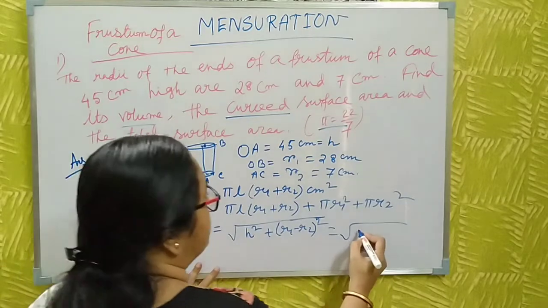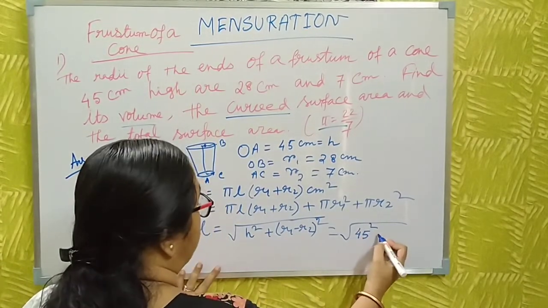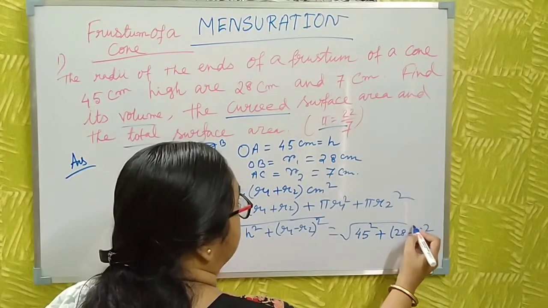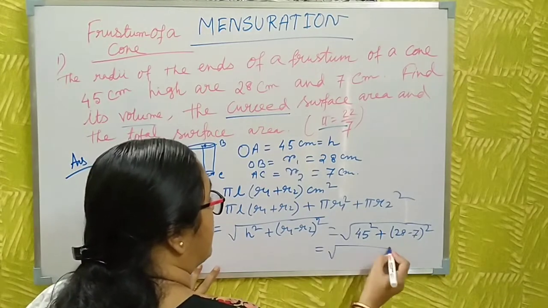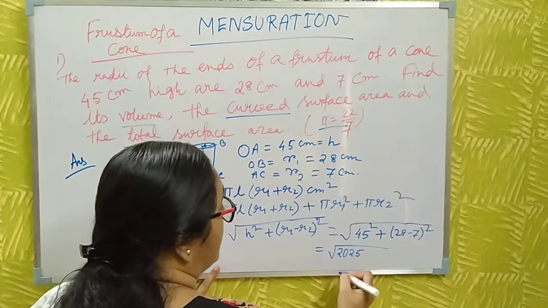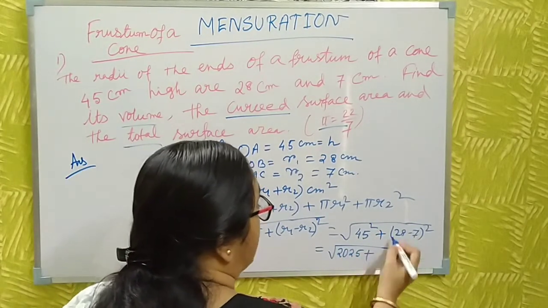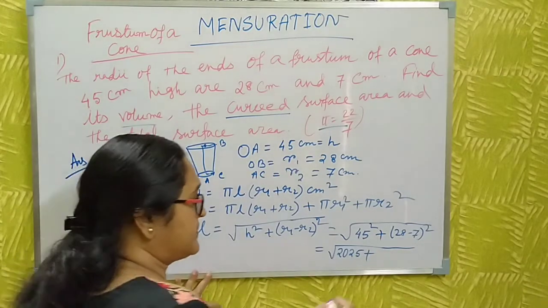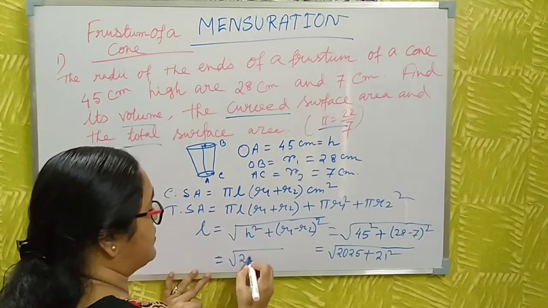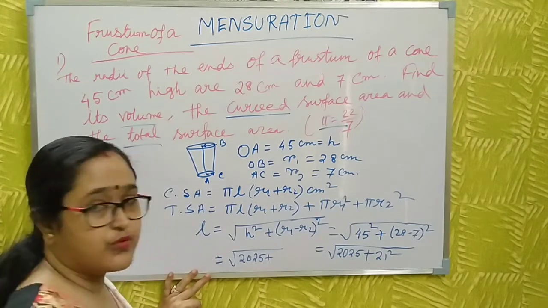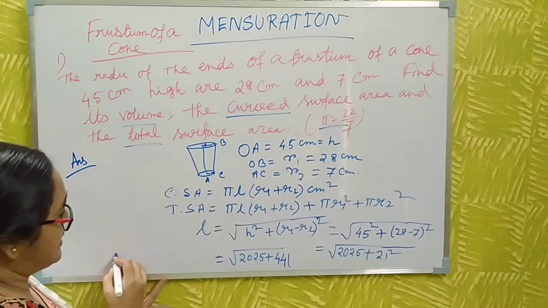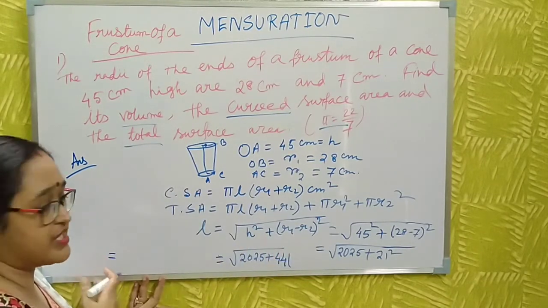Now h is 45 centimeter, 45 square, and R1 is 28 and R2 is 7. Then this one square. 45 square you all know: 5 5s are 25, and 5 4s are 20. You calculate just like this. And then 28 minus 7 is 21. Just do the calculation. 2025 plus 21 square, which is 441. Now you just do the addition here, because there is no space, that's why I am writing here.